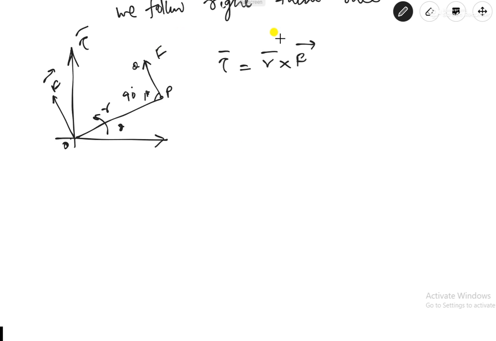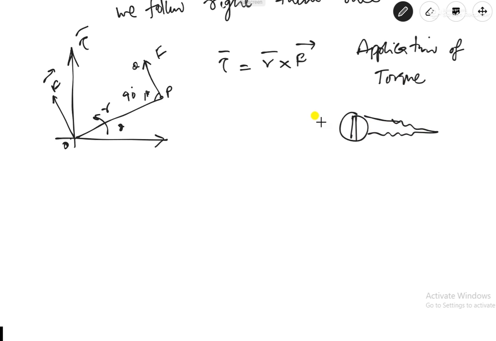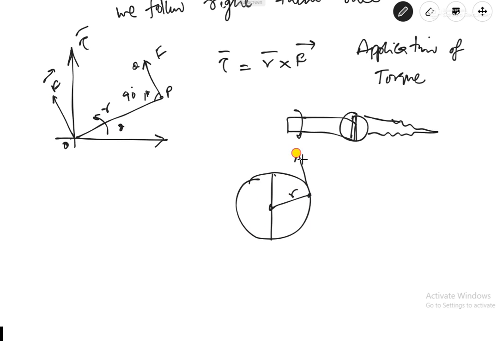As an example of the cross product, we'll take the application of torque. Application of torque comes especially with screws. We are very familiar with screws. Imagine you are applying a screwdriver here, applying a force like this, and you are screwing it. If this is the diameter of the screw, then this is R, the radius of the screw. You are applying a force here, and the screw rotates like this.